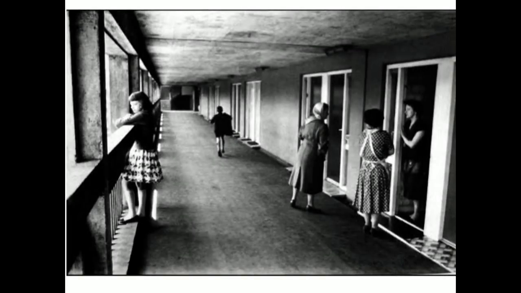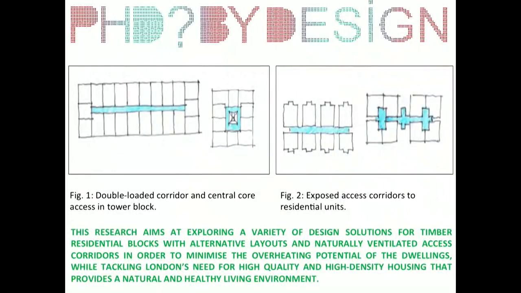We know, however, that the streets open to the sky from the brutalism can no longer solve the problems we face today. They are no longer sustainable, and so, what this dissertation proposed to do, the aim, is to explore a variety of design solutions for timber residential blocks with alternative layouts and naturally ventilated access corridors in order to minimize the overheating potential of the dwellings while tackling London's need for high quality and high density housing that provides natural and healthy living environment.